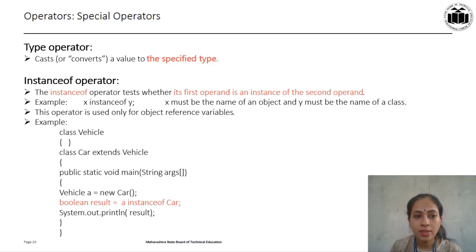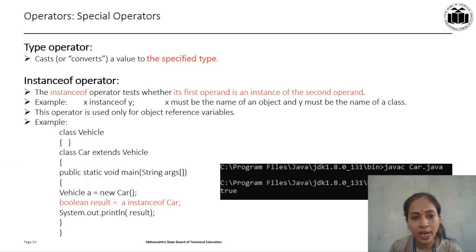So here is the example. I have declared two classes, class Vehicle and class Car. Class Vehicle is my superclass and class Car is my subclass. And I have declared the variable Vehicle A is equal to new Car, and boolean result is equal to A instanceof Car. In that case, A is the name of the object and Car is the name of the class. So your result is true because A is an instance of the Car class. In this way, we have studied all the operators available in Java along with simple examples.